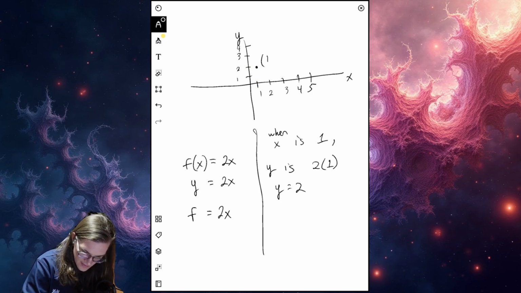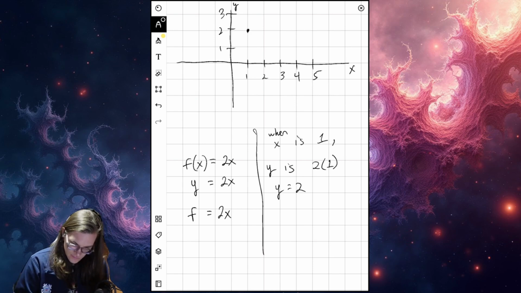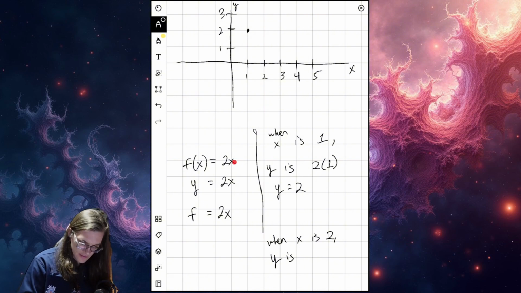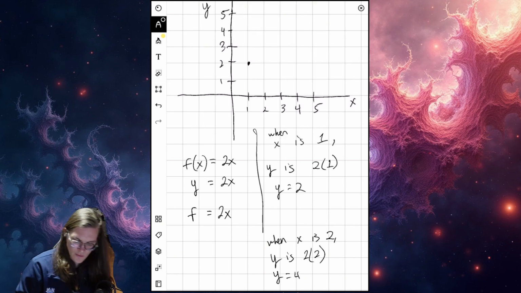And this point is 1, comma 2. So x, y are in there. And it might help if I use the grid. Okay, so when x is 1, y is 2 times 1, which is 2. And then we can also quickly say, when x is 2, y is, and I do the math, 2 times 2, because it's 2 times the x, so y is 4 there. And that's going to be off my grid, so okay, when x is 2, y is 4.